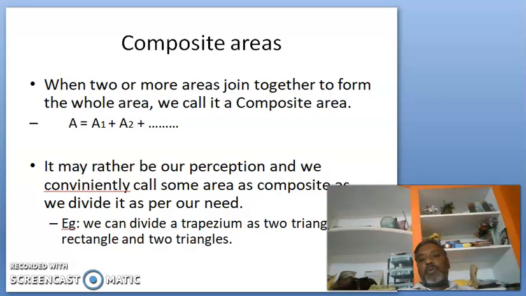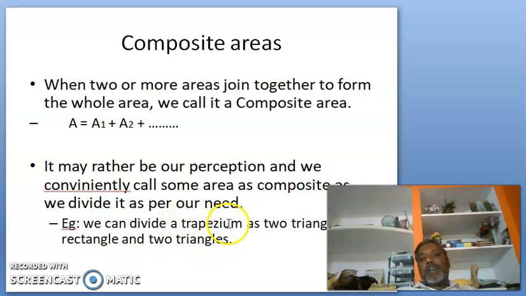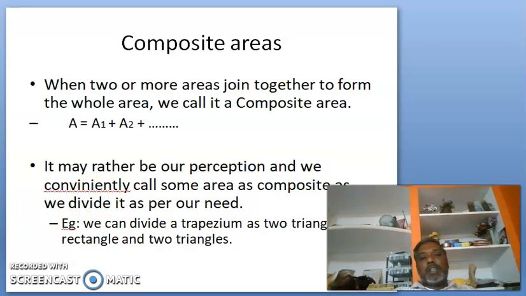Whereas if we don't know the formula for the centroid of a trapezium, we can divide the trapezium into two triangles and a rectangle, or we can simply divide it into two triangles. Either way we divide it, if we know the formula for the centroid of a triangle and a rectangle, we can find the formula for the centroid of a trapezium through the composite areas formula, or the method of finding centroid of composite areas.